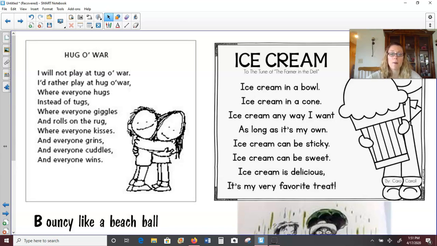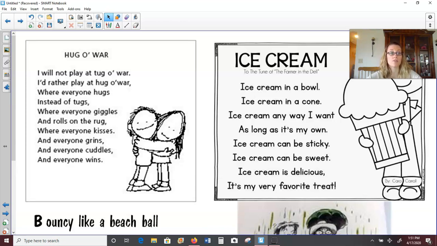This first poem is from Shel Silverstein, and it's called Hug-O-War. I will not play at tug-o-war. I'd rather play at hug-o-war, where everyone hugs instead of tugs, where everyone giggles and rolls on the rug, where everyone kisses and everyone grins and everyone cuddles and everyone wins.